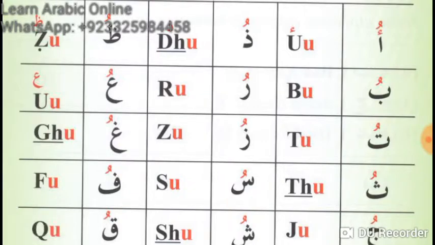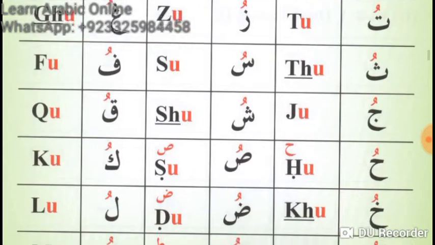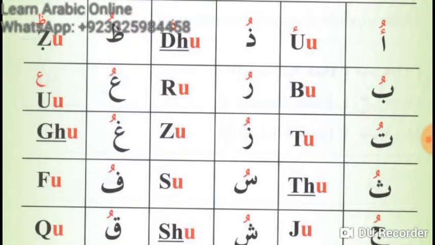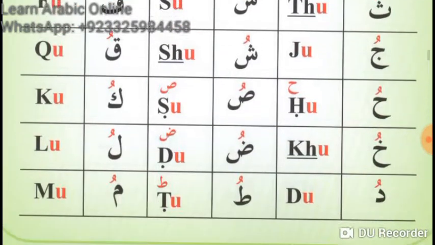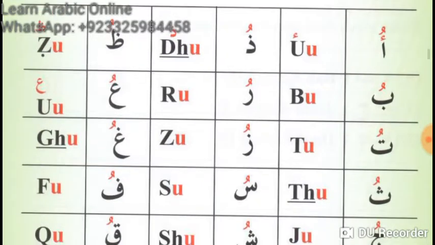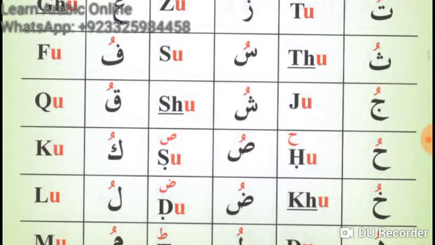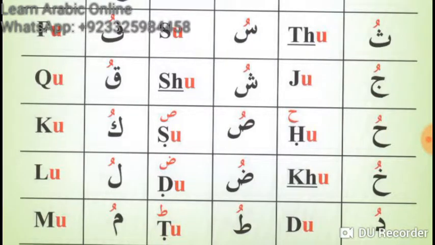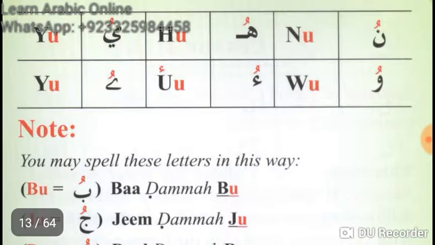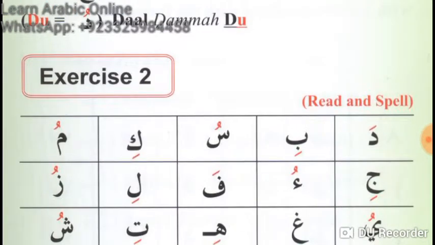Just direct. U, Bu, Tu, Su, Ju, Hu, Hu, Du, Zu, Ru, Zu, Su, Shu, Su, Du, Tu, Zu, U, Ghu, Fu, Ku, Lu, Mu, Nu, Hu, Wu, Yu. Good. Then we have exercise number 2.